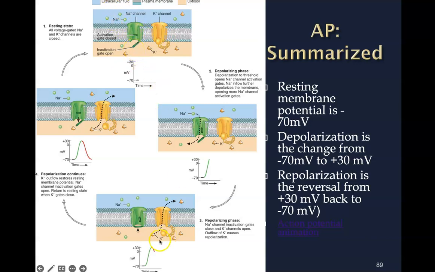Now, keep in mind that during this phase right here, where that sodium inactivation gate is closed, this sodium channel is inactivated. It cannot open. So this is what we call an absolute refractory period, because that inactivation gate cannot be triggered to open, no matter how much of a change in voltage across that membrane. It's temporarily inactive, and this channel cannot be triggered again until that inactivation gate opens, and then the activation gate closes, and then the channel is ready to be triggered again, okay?